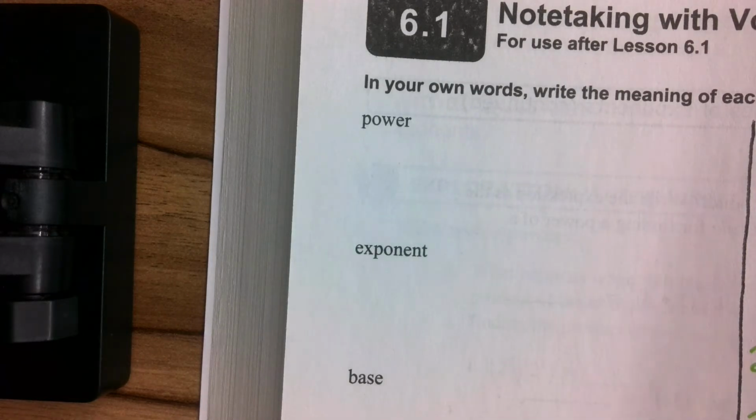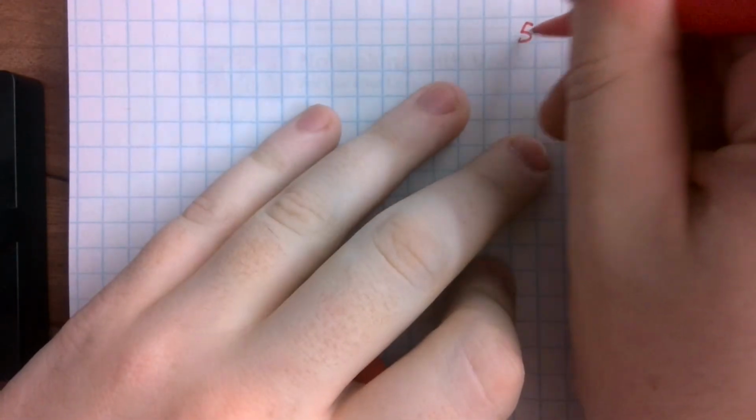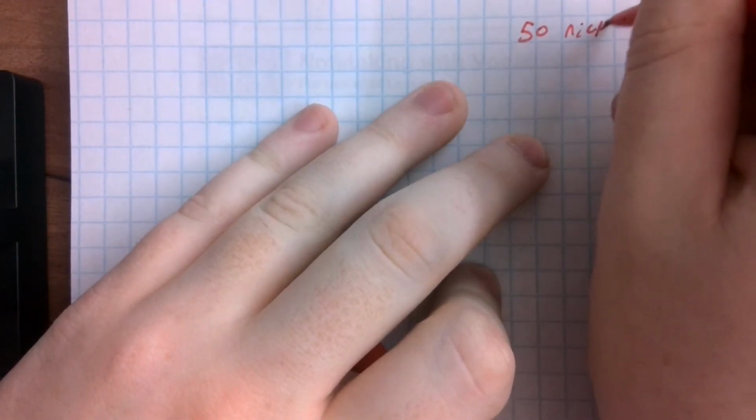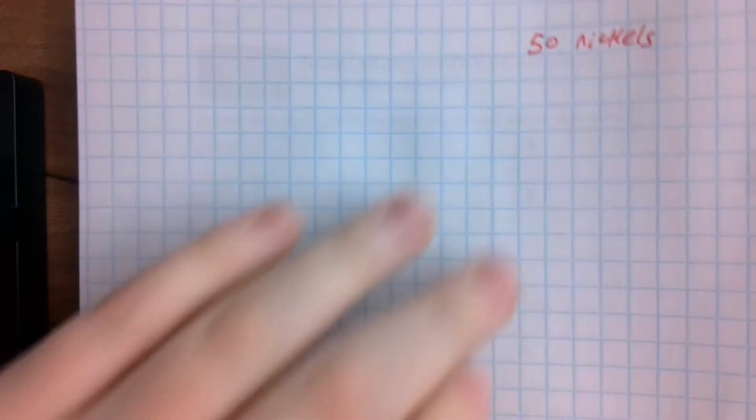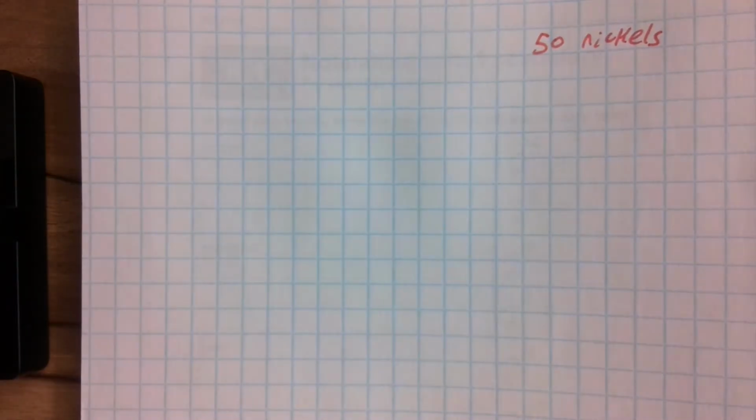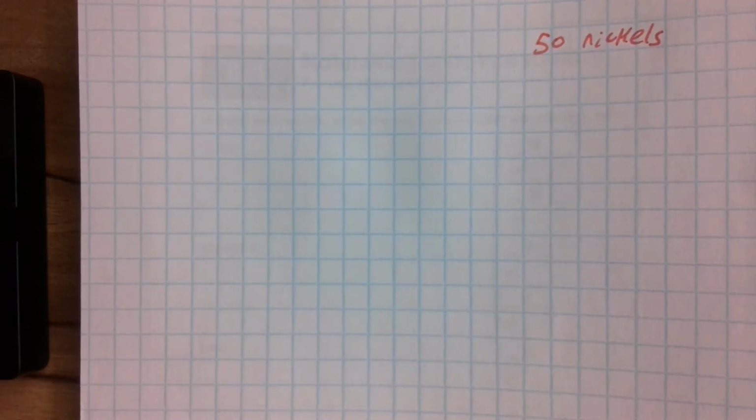Before we jump into what these things are, I have a quick little question for you. This question doesn't really have too much to do with exponents themselves, but you'll see why we're asking it in a second. Let's say I have 50 nickels in my pocket. And in order to count them up, I am taking one out of my pocket at a time, putting it on the table.